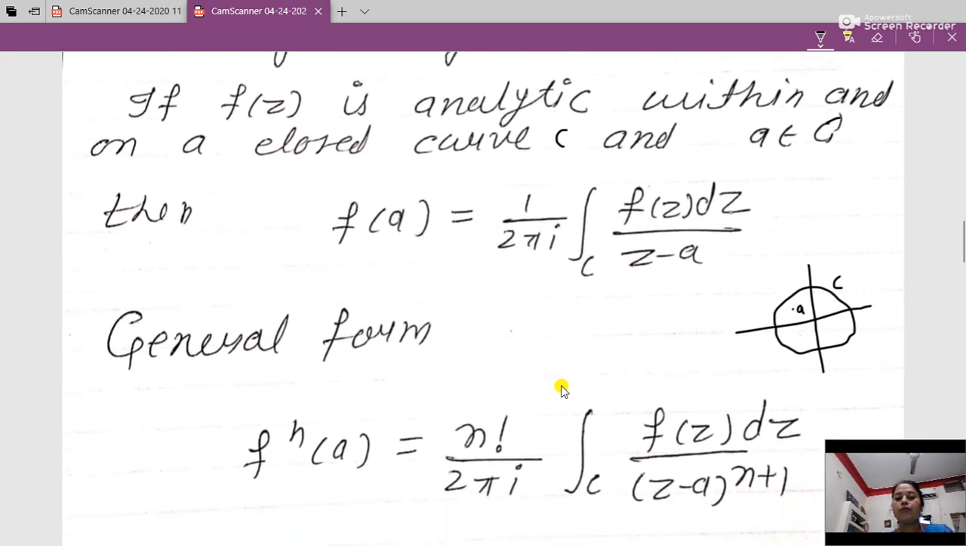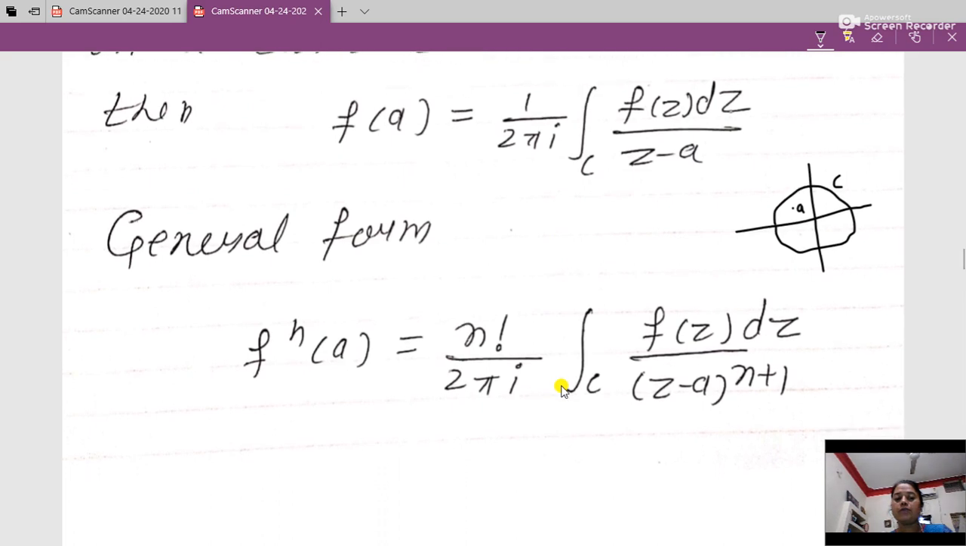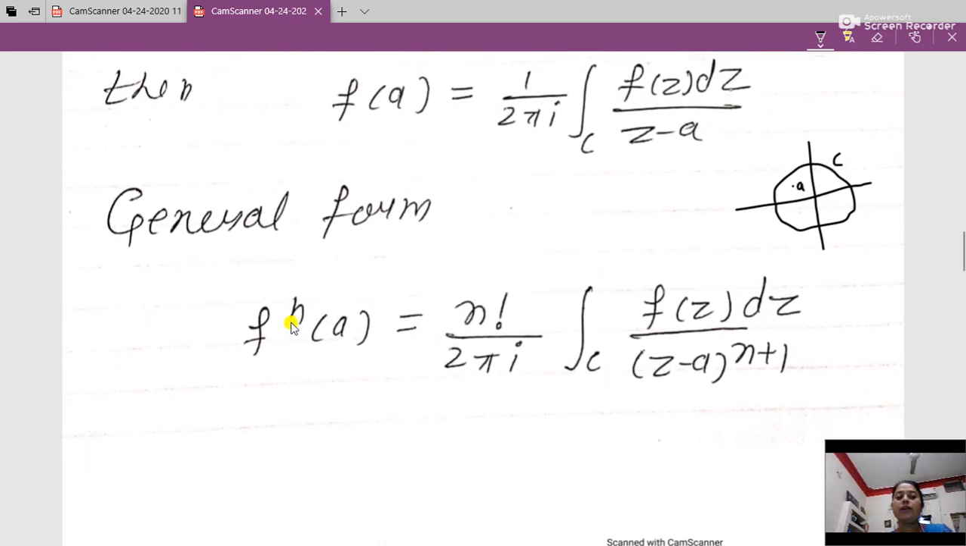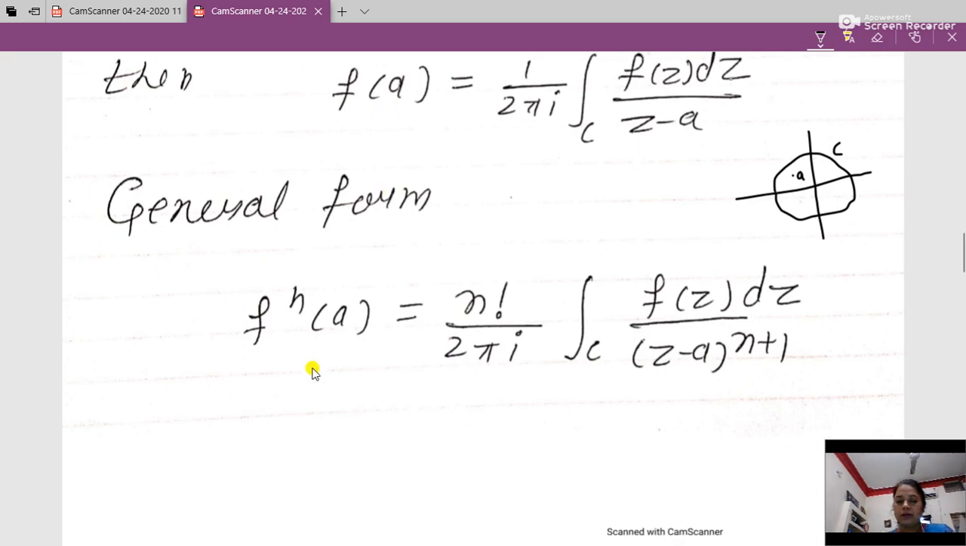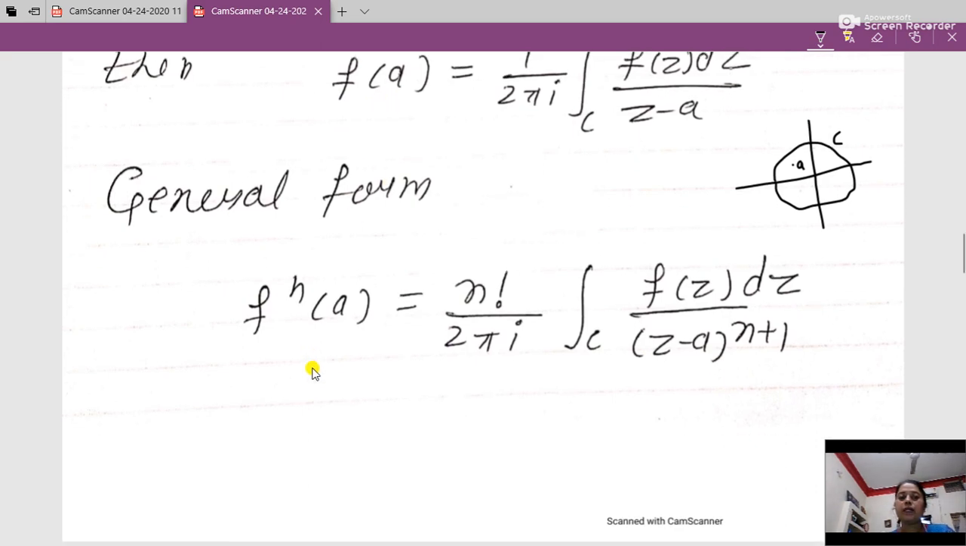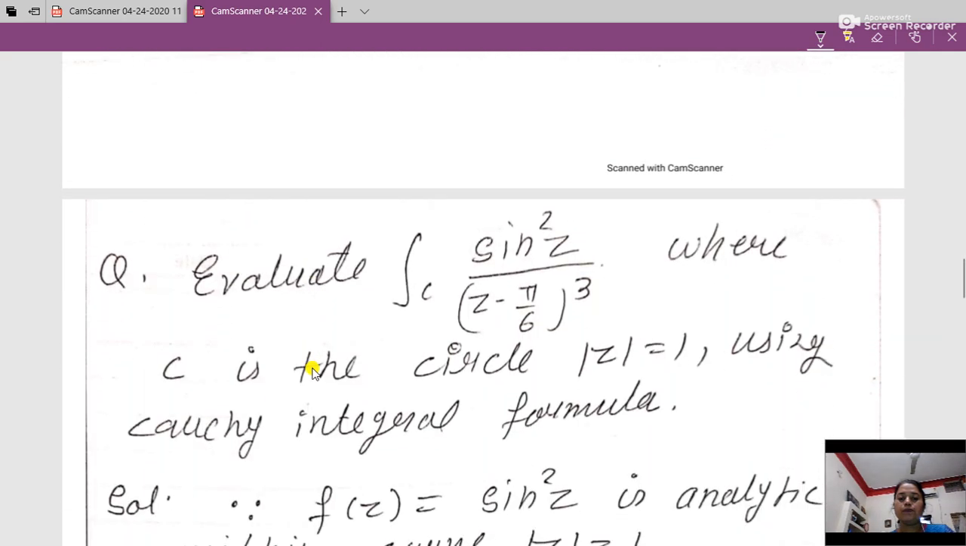And the general form of Cauchy's integral formula is: the nth derivative of f(z) at the point z equal to a is equal to factorial n upon 2πi times the integration of f(z) dz upon (z minus a) to the power n plus 1 along the curve C. So we can use Cauchy's general formula to evaluate this type of integral. You have to remember these two formulae. Now we will solve some examples based on Cauchy's integral formula.